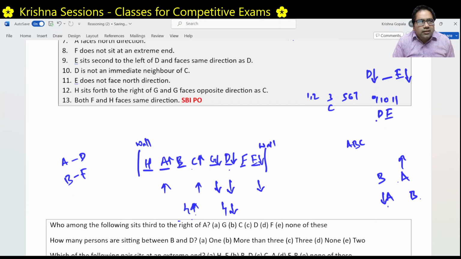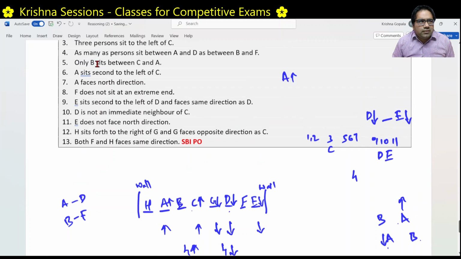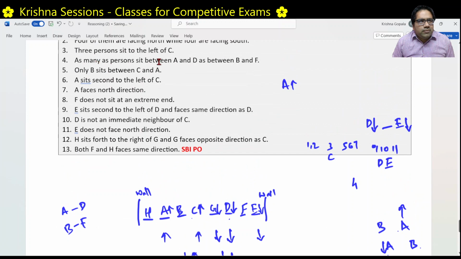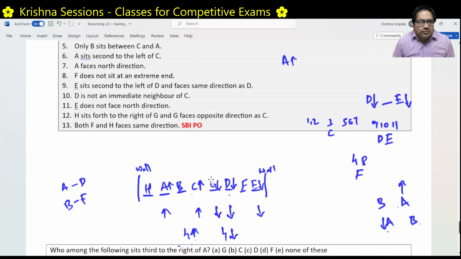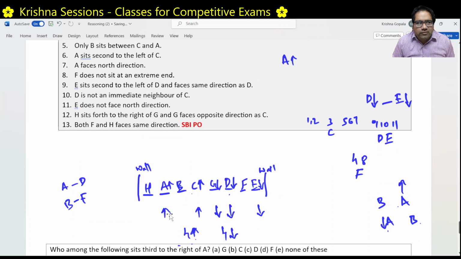Right. Then we have used the fourth condition, which is how many people are sitting between A and D and B and F. At the same time, we have used the eighth condition because F will not sit here. F will not sit on the extreme. To consolidate where F is. Right. So we have derived where F is, and at the same time we have eliminated the second diagram. Right. We have derived where F is.